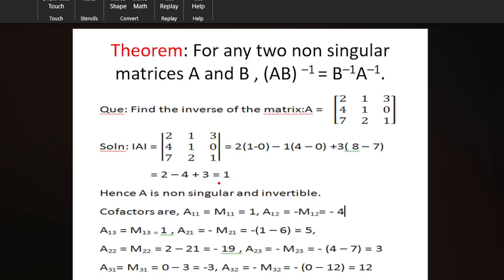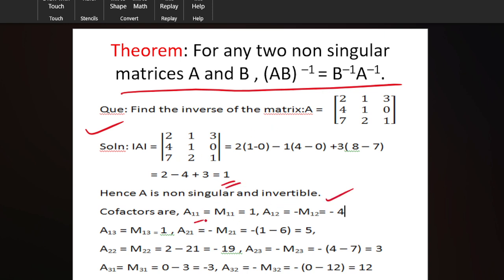Or this is also one theorem: (AB) inverse equals B inverse into A inverse. This also can be proved. Now here, how to find the inverse of a matrix? First of all, you find the determinant of A, equal to 1, non-singular, hence invertible.